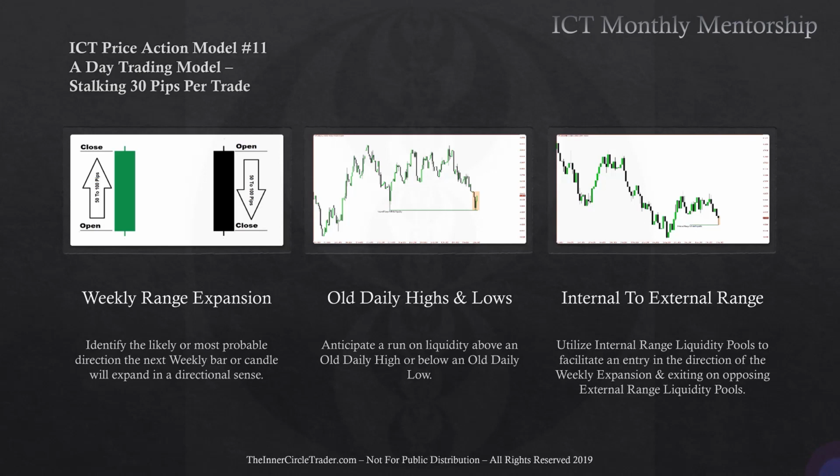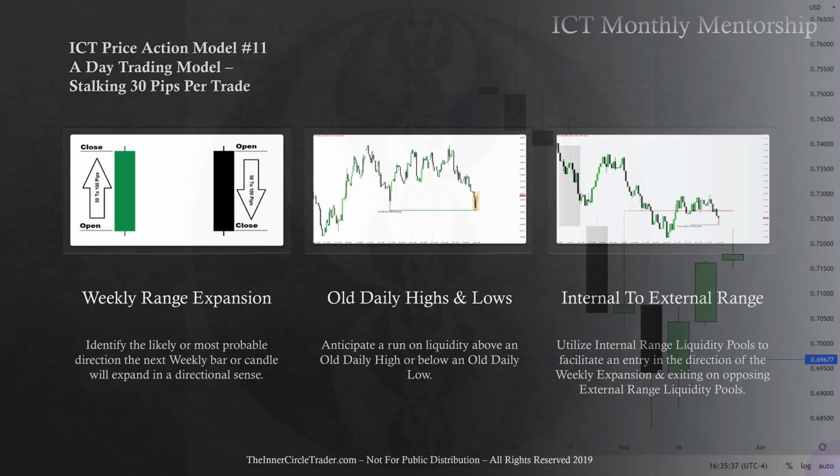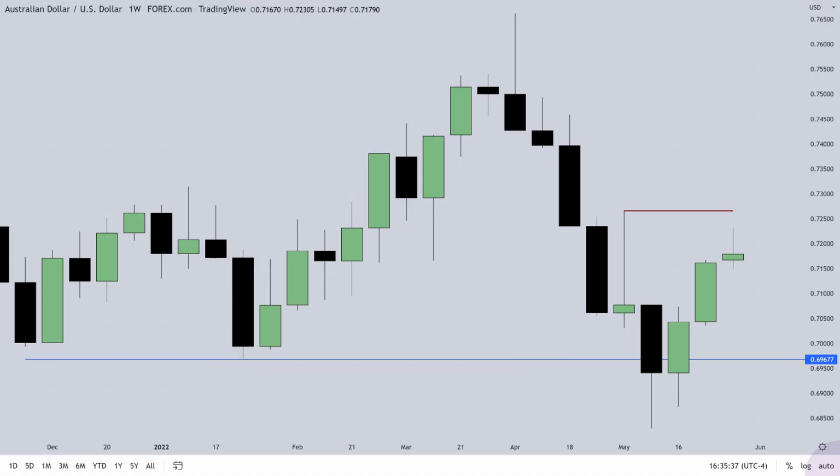So I want to talk a little bit about how we can use this model and also not require it to be perfect. Let's assume for a moment you're sitting down at your desk and you're considering the Australian dollar and the weekly range expansion. Each one of these candles is obviously a weekly candle. At the time of this recording, it's Wednesday, June 1st, 2022.